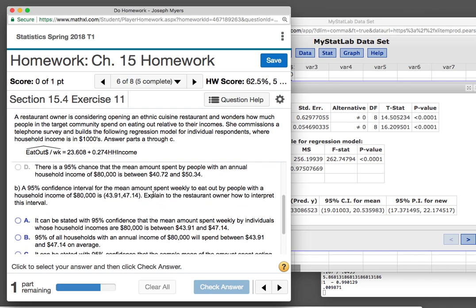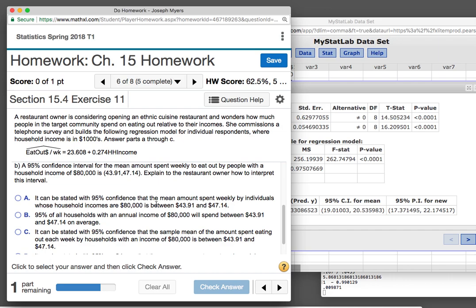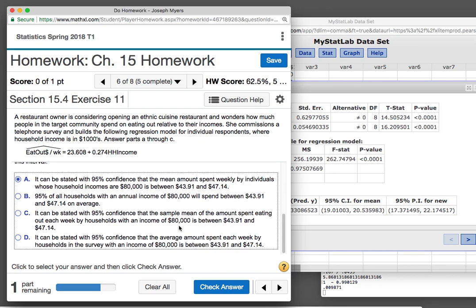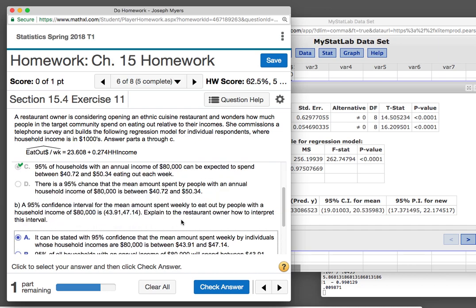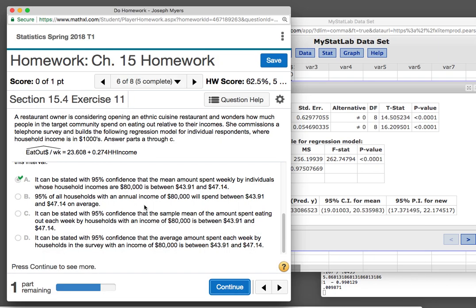for the mean amount spent weekly by people. Okay, so it can be stated with 95% confidence that the mean amount spent weekly by individuals whose household incomes are $80,000 is between that and that. Okay, I like that one. And it's not about the sample mean, it's about the population mean. Continue.